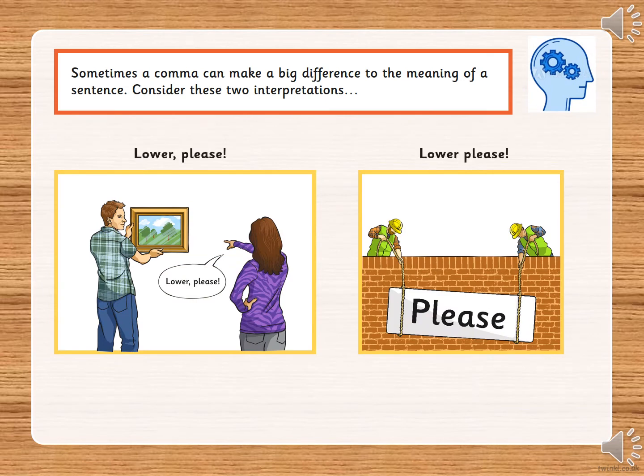Sometimes a comma can make a big difference to the meaning of a sentence. Consider these 2 interpretations. On the left-hand side, in the picture, she is saying, "Lower, please." On the right-hand side, in the picture, it says, "Lower please." Pause the video and think about how these 2 sentences can be understood in different ways.